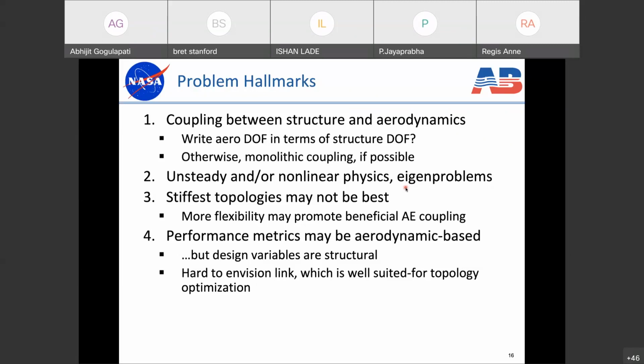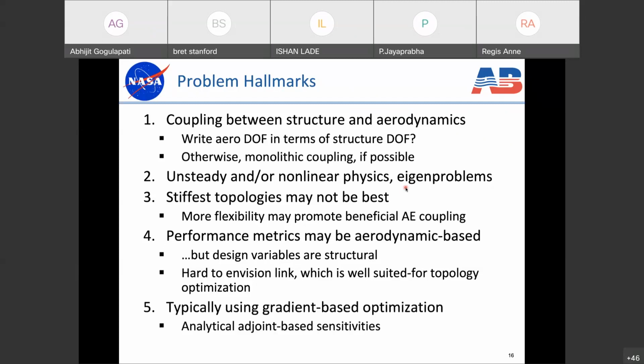And it can be very difficult for us as engineers to envision that link a priori. And that makes these sorts of problems particularly well suited for topology optimization, because we don't have to assume anything a priori about the way that the structure is going to look. The optimizer can decide for us, ideally.